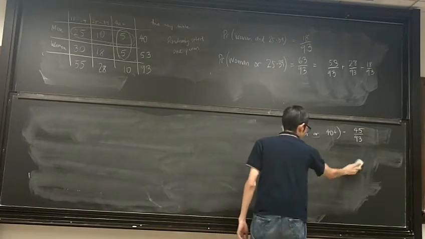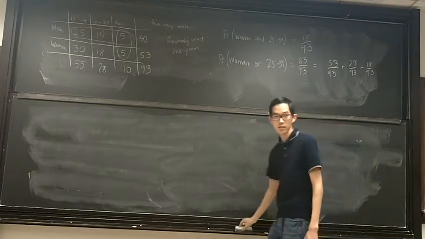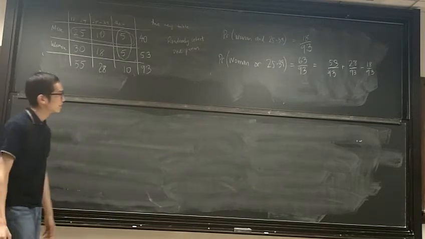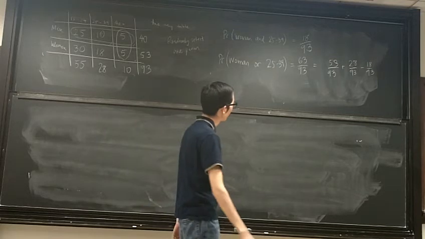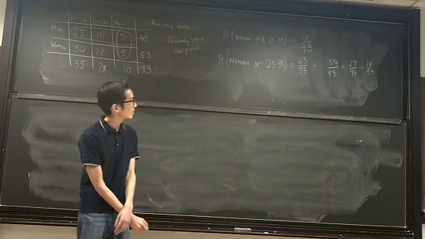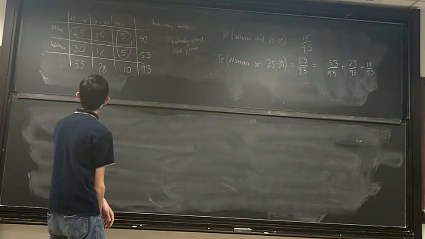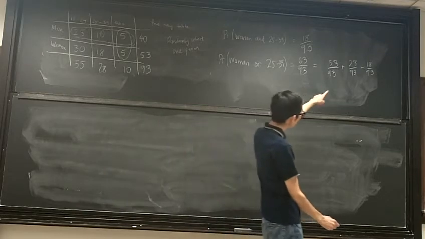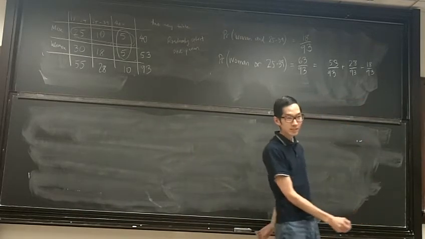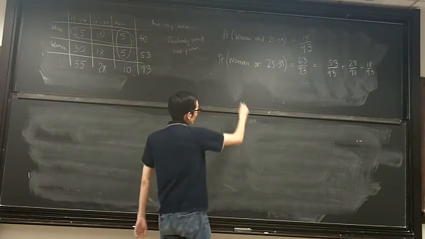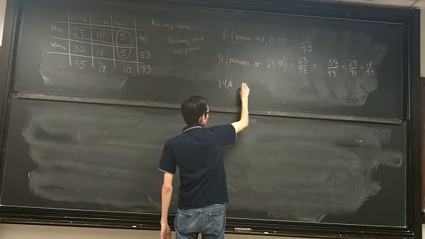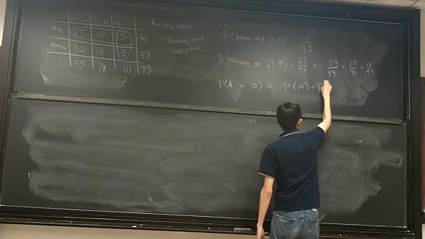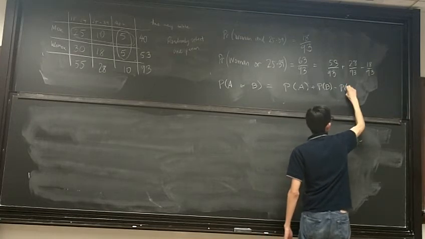What's that? I didn't understand why you subtract the 18 yet. Because you're looking for 25 or 39, and you subtract 18. I'm doing 28 over 93 minus 18 over 93. I'm just using the rule: probability of A or B is equal to the probability of A plus the probability of B minus the probability of A and B, okay?